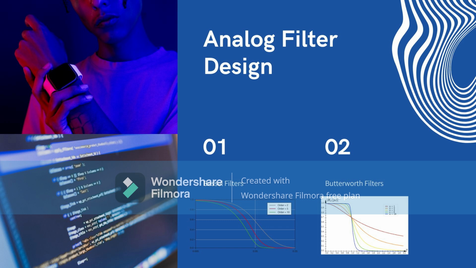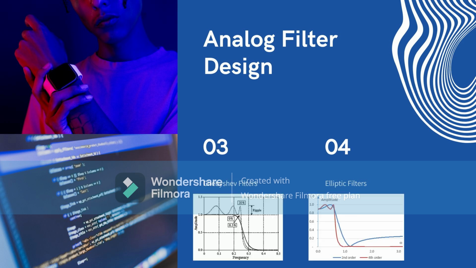And the second is the Butterworth filter. It has a maximally flat amplitude response in the passband, as you can see in the picture. And then number three is the Chebyshev filter. It has a steeper roll off than a Butterworth, but with ripples in the passband for type 1 or the stopband for type 2. And the fourth is the elliptic filter, with the steepest roll off and ripples in both the passband and stopband.